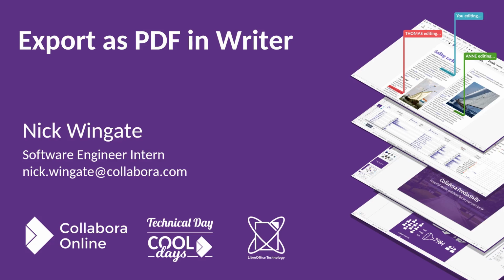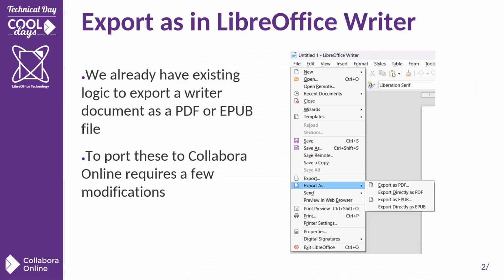Hi, I'm Nick, and today I'll be talking about exporting as PDF in Writer. We already have export as PDF functionality and a dialog enabled in the desktop app, so I don't need to make too many changes and new code for it to be enabled online.